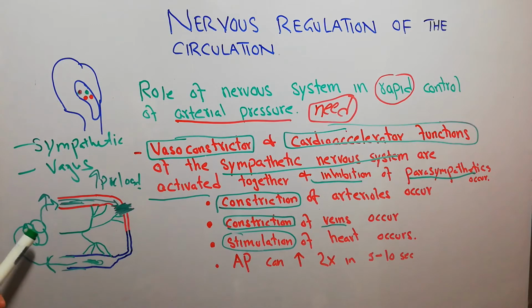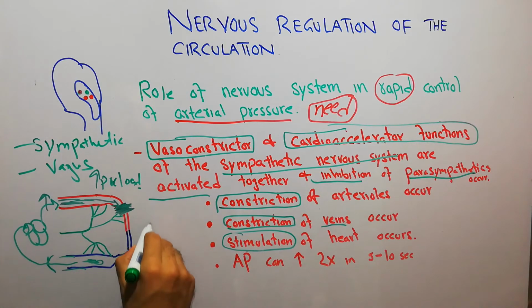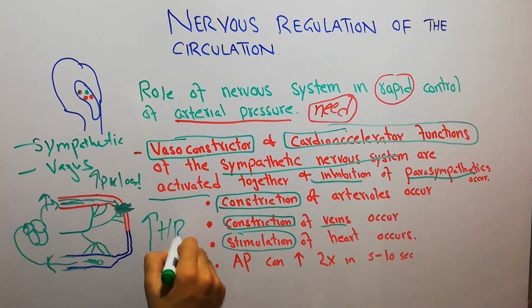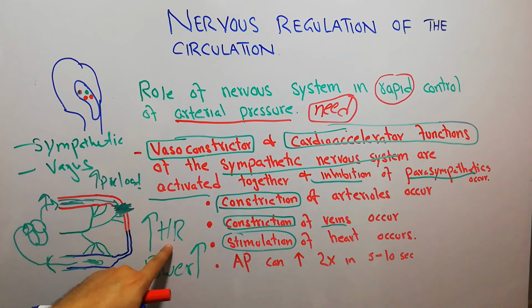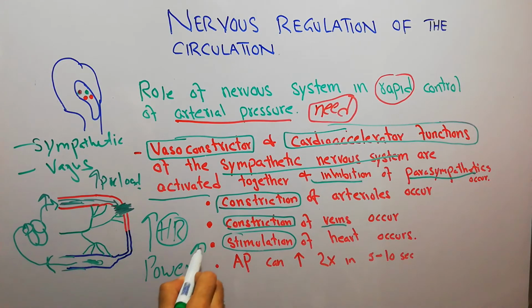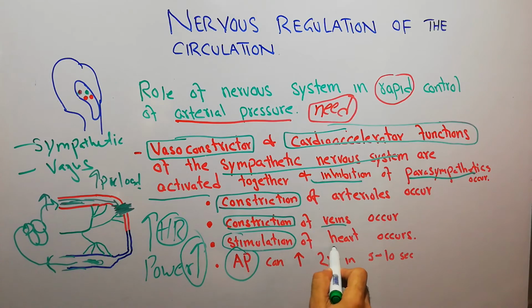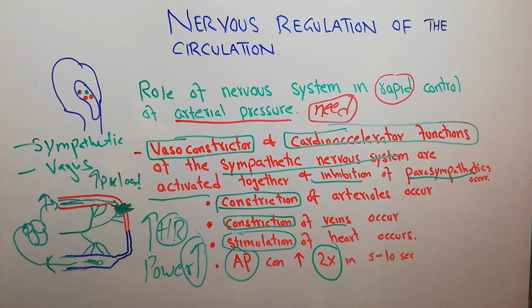But direct stimulation due to sympathetic nervous system activation also occurs. When direct stimulation of the heart occurs, the heart rate increases, and the power of the pumping also increases. When all these changes occur, the arterial pressure can increase 2 times in just 5 to 10 seconds, due to any stress.